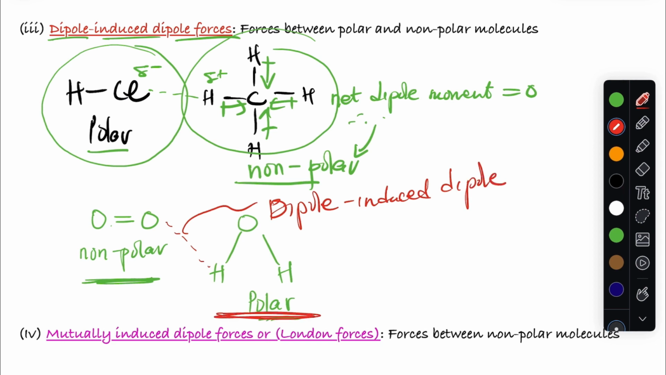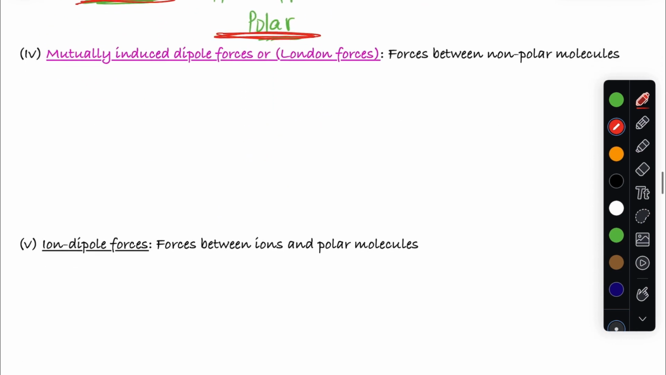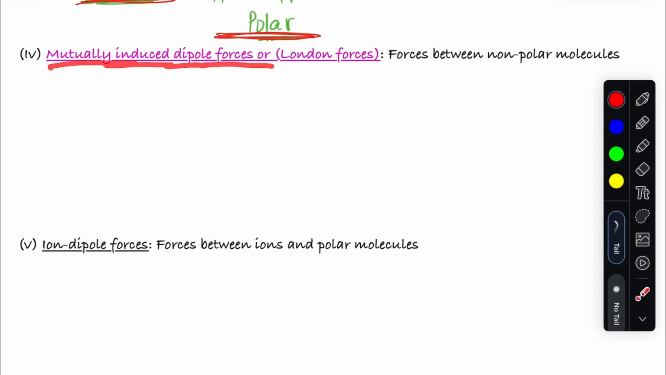Basically, this polar molecule is making the non-polar molecules polar. Okay, let's look at another one. This one is the mutually induced dipole, which is a London force. The London force is when they're mutually making themselves polar. They are non-polar, but they are making themselves polar. It's a force between non-polar molecules.